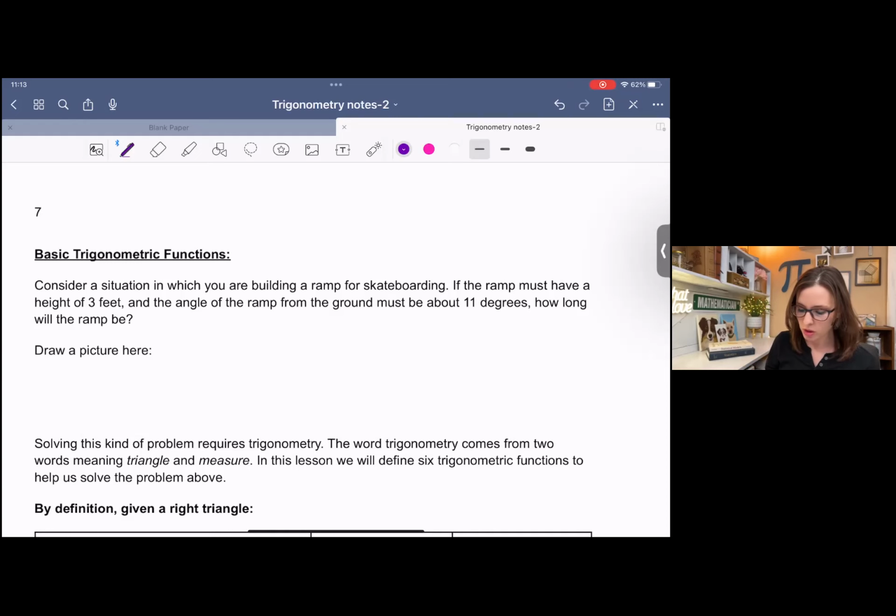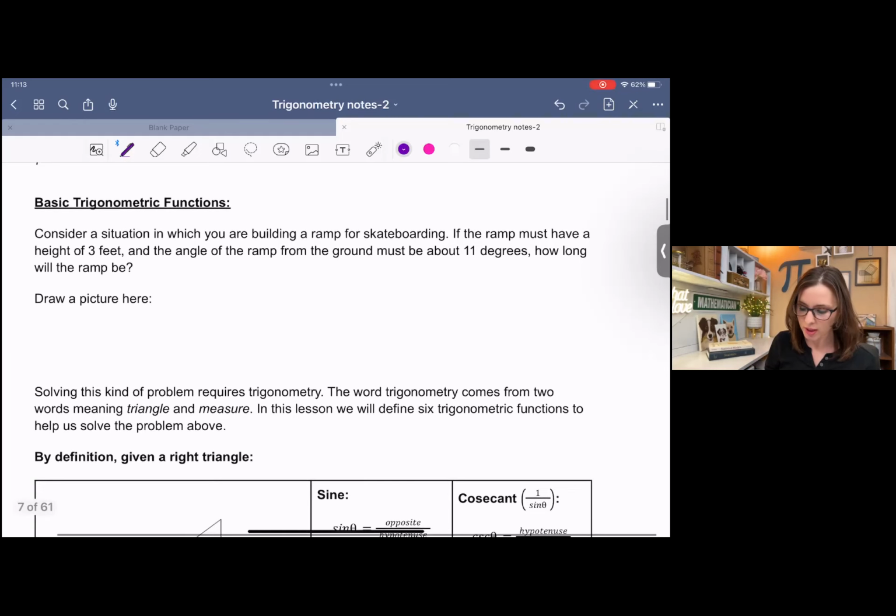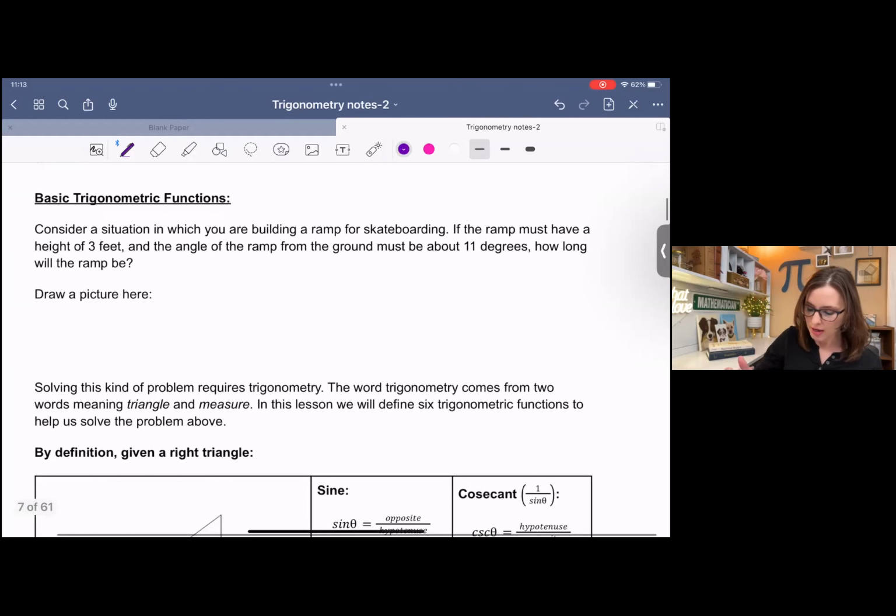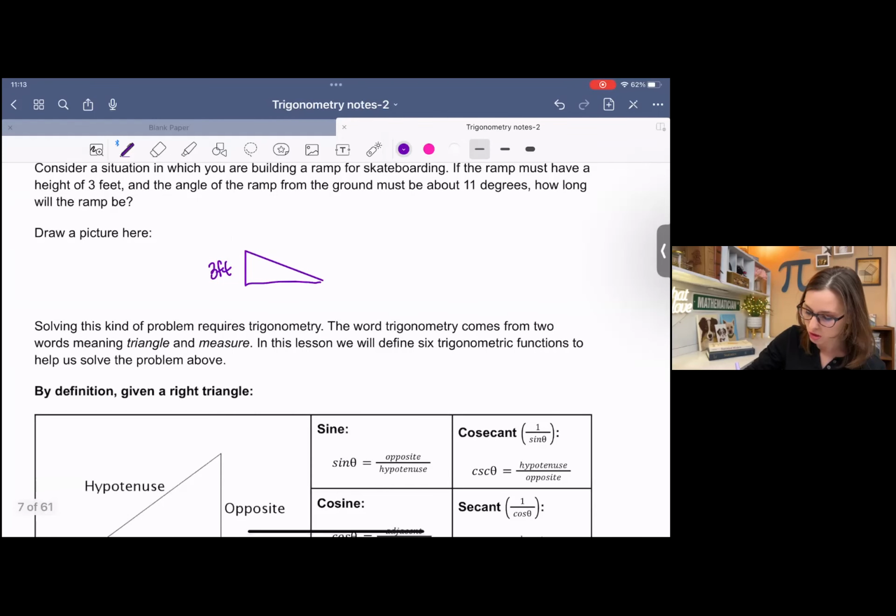We have a situation where we're building a ramp for skateboarding. The ramp must have a height of 3 feet. It's always good to draw pictures in trig or geometry. And the angle of the ramp from the ground, see if I can get this drawn. I should have done just one triangle. I'm going to fix that. Sorry, guys. See if that works. Yeah, that's better. Is 11 degrees. How long will the ramp be?